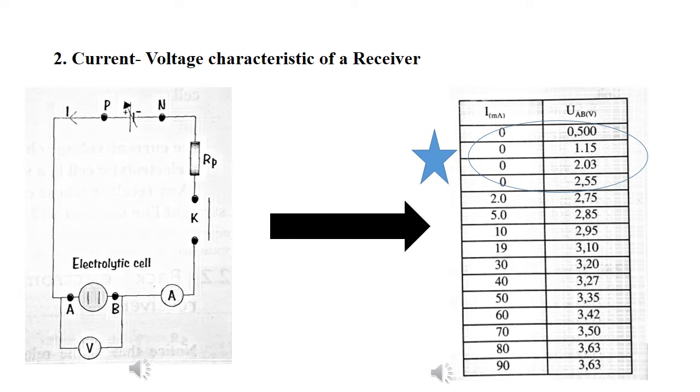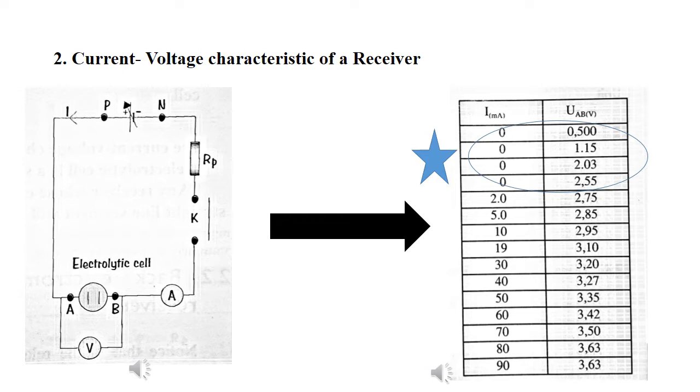Then we measured the voltage UAB across the electrolytic cell and the current I flowing in it for a series of increasing values of the voltage supplied by the source G. The results of these measurements are noted in this table.